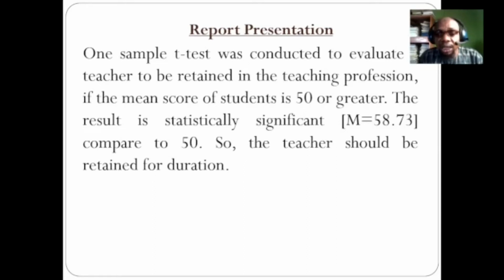And what we see here is that because the significance level is 0.0001, that means it is significant, and we make sure that the teacher is still retained because the result is 58.73, which is greater than 50, the value we want to use as the standard to retain or not to retain the teacher. So that is what this is all about. So let's now move to another one.